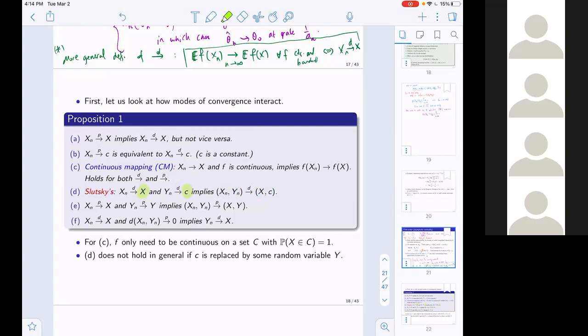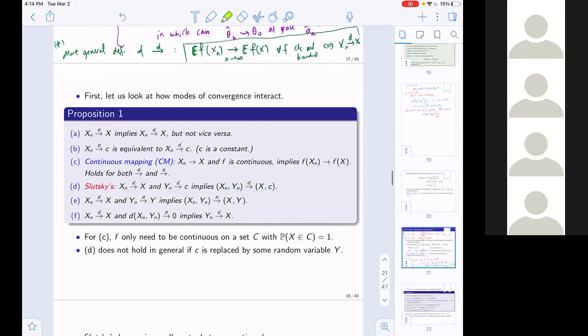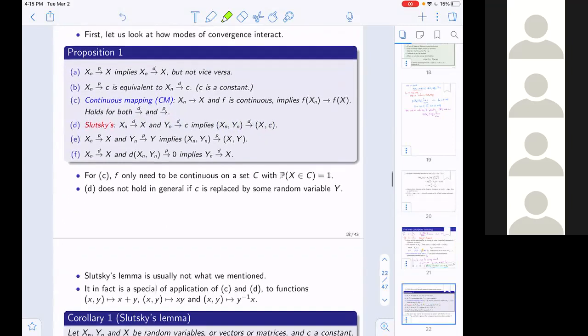I'll give you an example, or a counterexample, where this fails if the limit for both of them is random. So the importance or significance of Slutsky's lemma is that if one of these limits is constant, then I can use that.